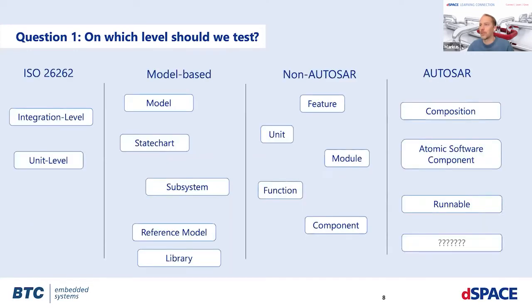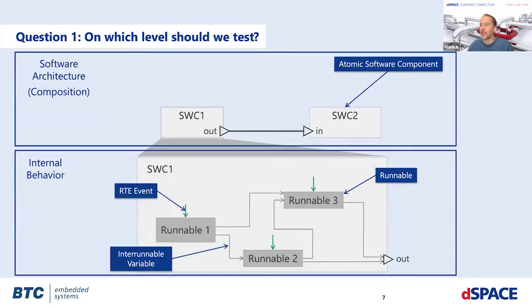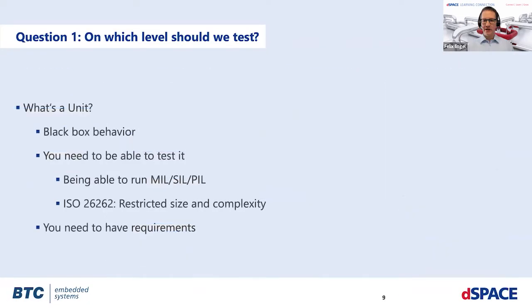Okay, so if we go back to that slide, the communication in between the runnables, these inter-runnable variables, although it seems like it's something local inside of the software component, it will go via the RTE. The scheduling of the runnables is influenced by the RTE. So this is why the software component cannot be the unit from my point of view, because it has these external dependencies. On the RTE events, exactly.